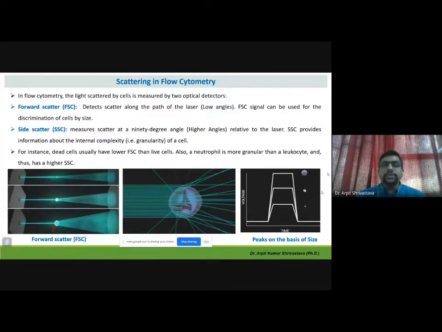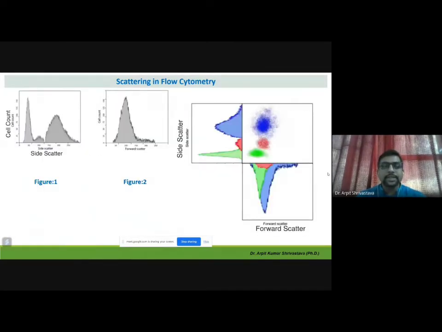But in flow cytometry, you will find results like this. The first graph is showing side scatter, where the x-axis shows side scatter and the y-axis shows cell count. So the higher cell count represents the side scattering. The second graph shows the forward scattering and the cell count. It is showing the higher forward scattering and higher cell count. But these graphs individually make no sense.